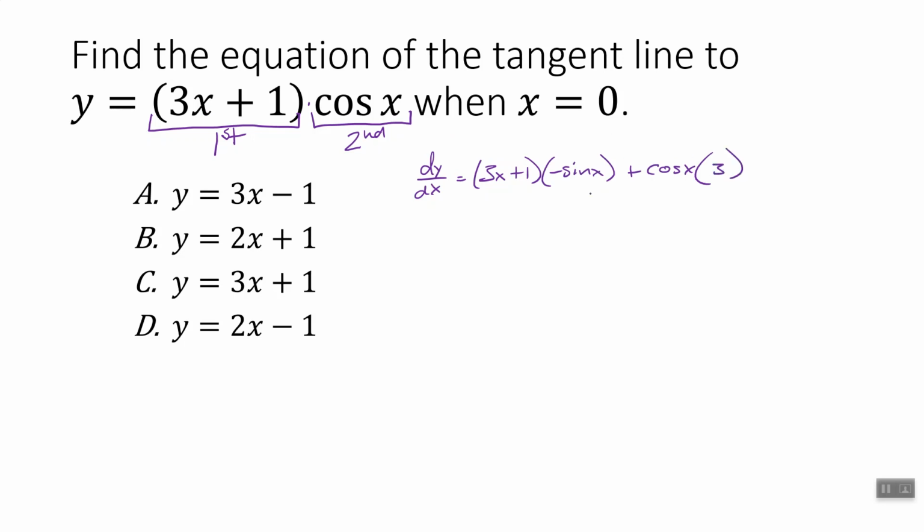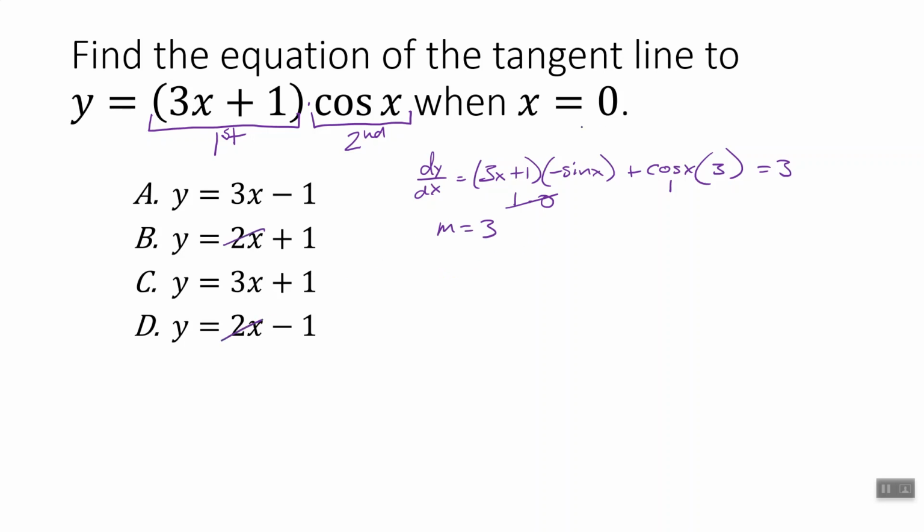And now we're plugging in 0. So we get 3 times 0, which is 0 plus 1, times sine of 0 is 0. Doesn't matter that it's negative, it's still 0. Cosine of 0 is 1. 1 times 3 gives us 3. So that means our slope is 3. So we've narrowed it down. It's not that guy. It's not that guy.